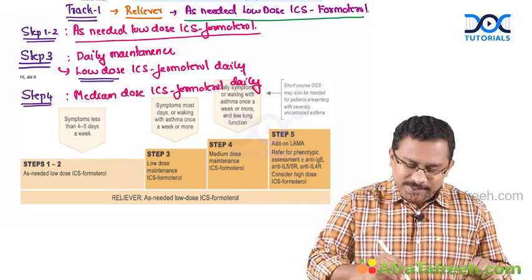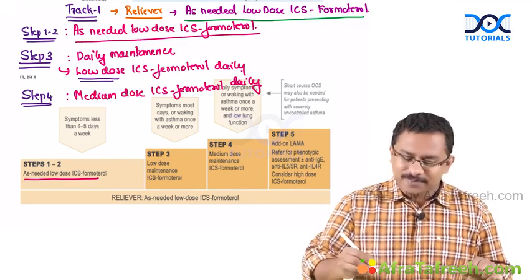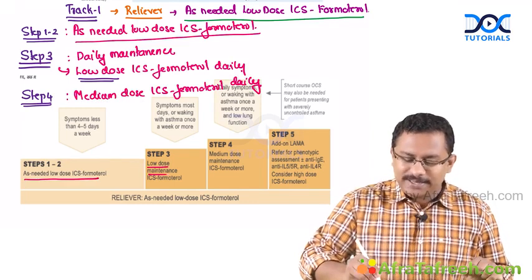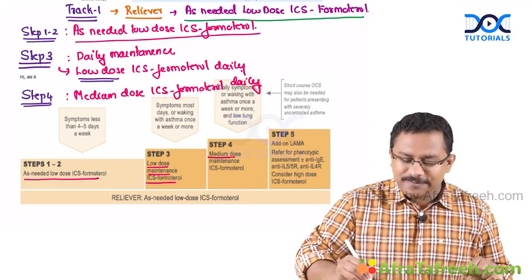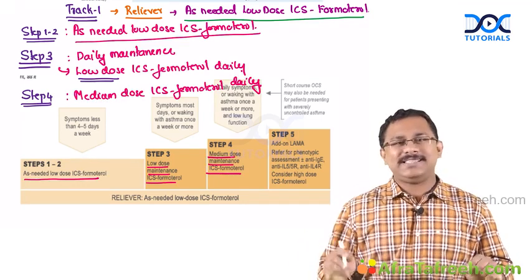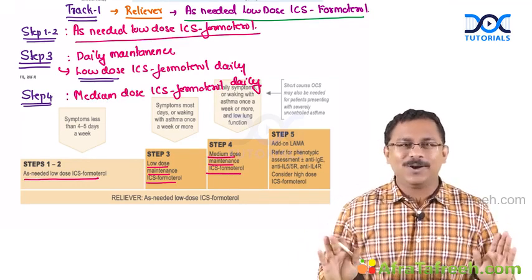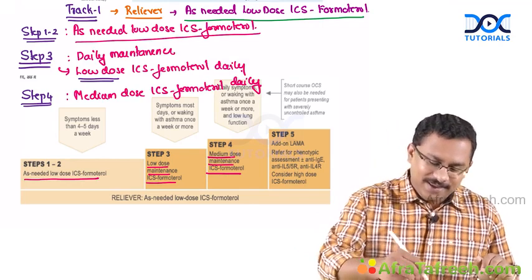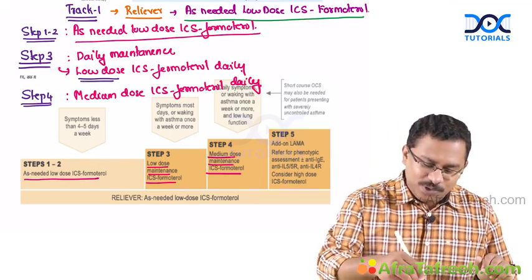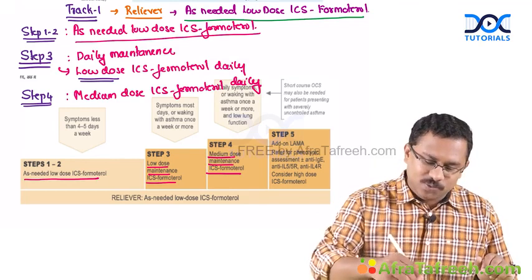Okay, so you see, step 1 to 2 as and when needed. Step 3 low dose maintenance ICS formoterol. Step 4 medium dose maintenance ICS formoterol. Is it clear till now? Yes? Okay. Now let's move on to step 5.